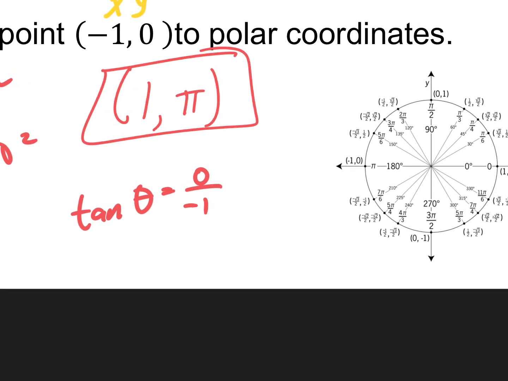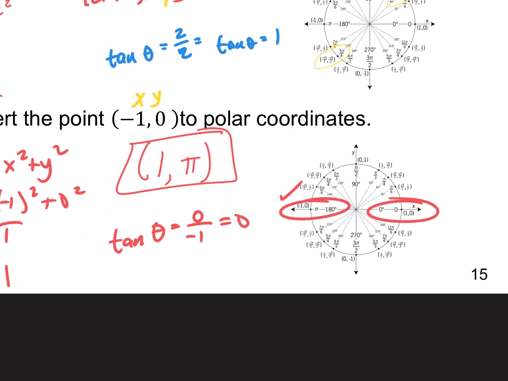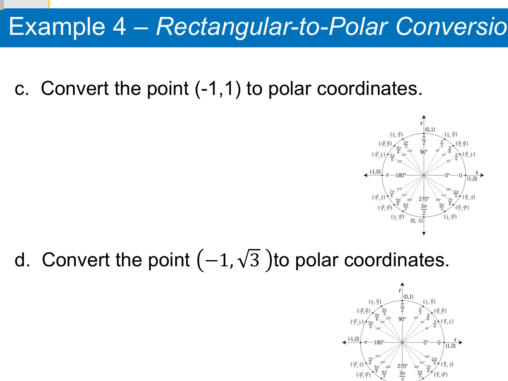Guys, where could you take the ordered pair and get 0 as the tangent? There are 2 spots. Where would it be? Right here and here, right? Well, where is the 1 negative? So there you go. Make sense? All right, let's do the last one. You guys are doing great.